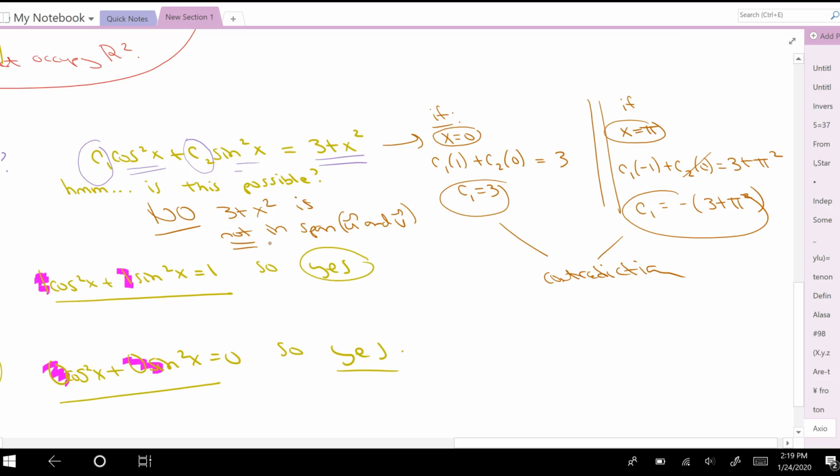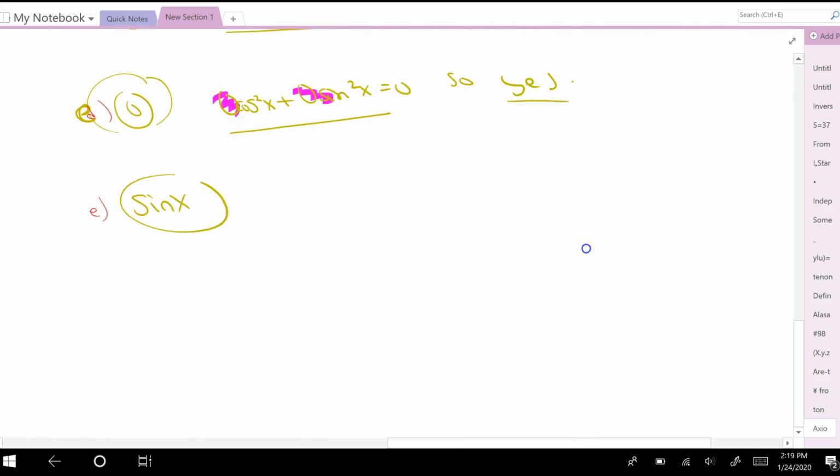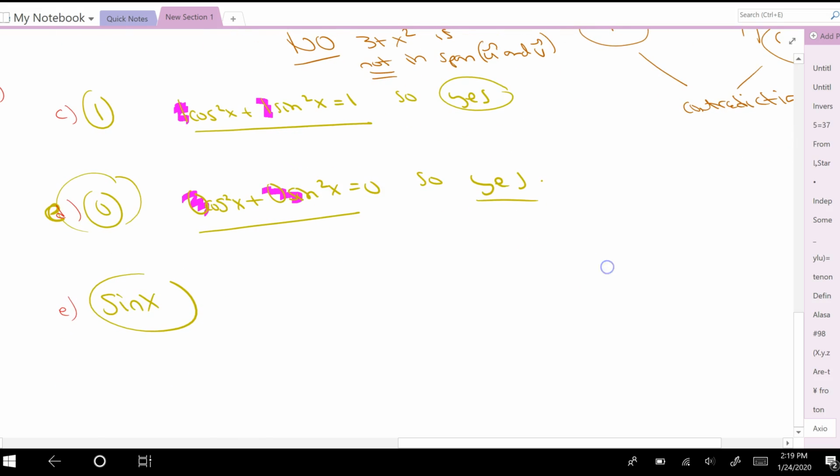Okay, and I think there's one more I have to do: sine x. So the question is, is it possible for c1 times cos squared x plus c2 times sine squared x to equal sine x?